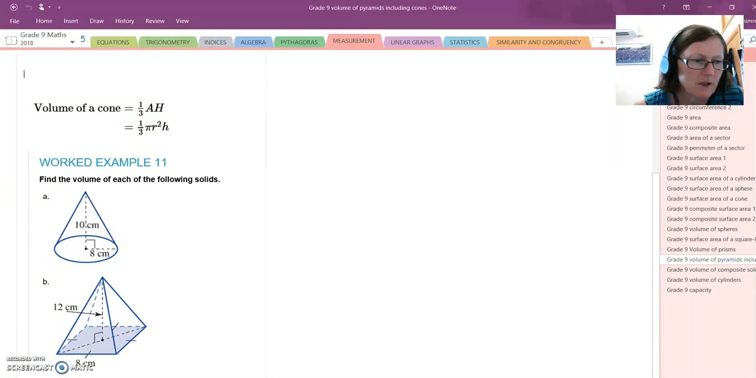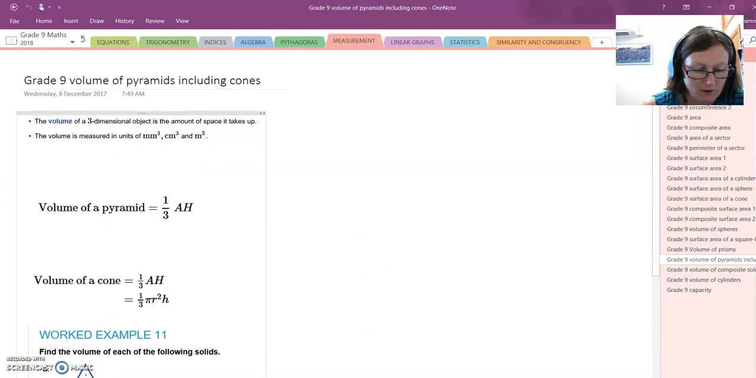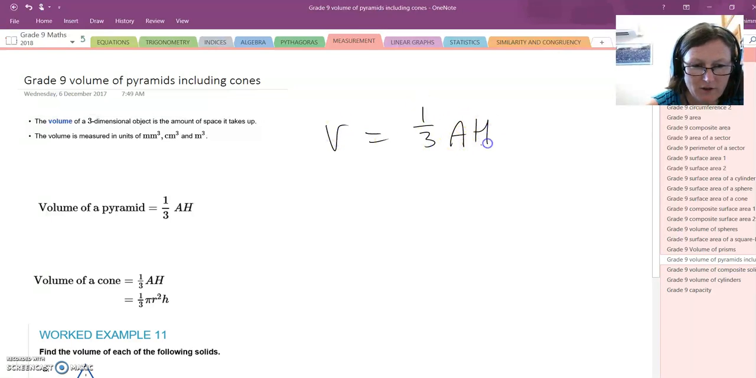these pyramids, the cross-section changes from the base upwards, so you take a slice and it's not looking the same. So we can't use V equals AH, which is the volume for a prism. But the volume for a pyramid is V equals 1/3 AH.